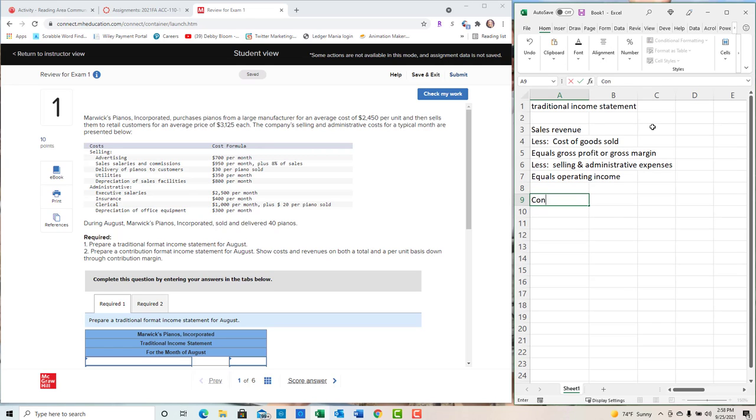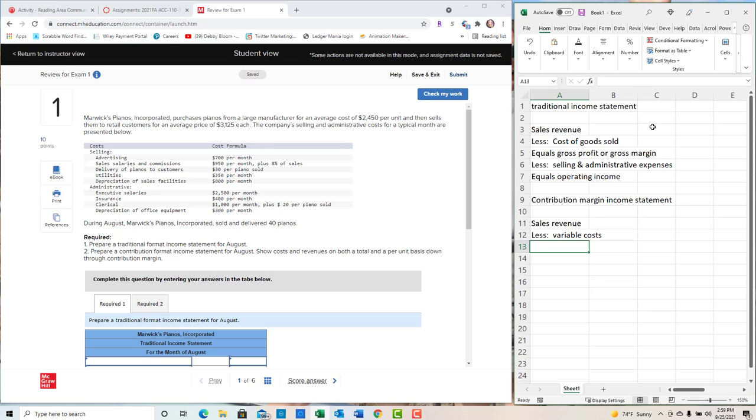Now our contribution margin format income statement, we start off with the same sales revenue, but then we subtract all of our variable costs. So we're not going to care. I said cost of goods sold is variable, but also some of our selling and administrative expenses are variable. So instead of grouping things by whether they're cost of goods sold or selling and administrative, this time we're going to group them whether they're variable or fixed.